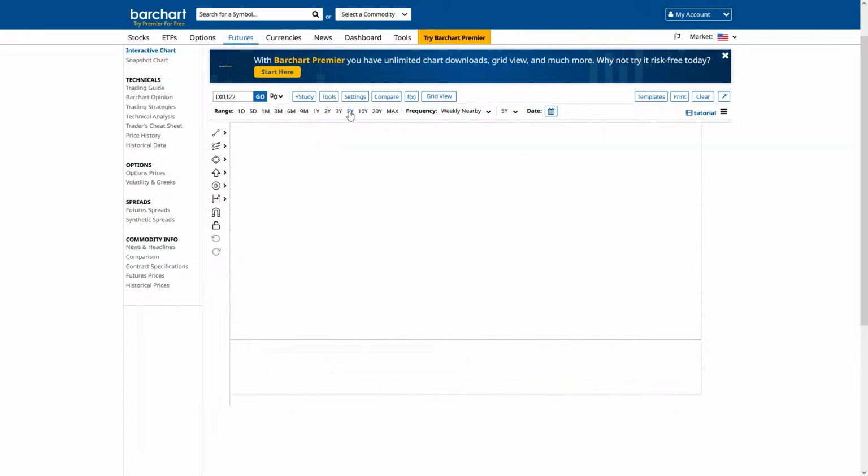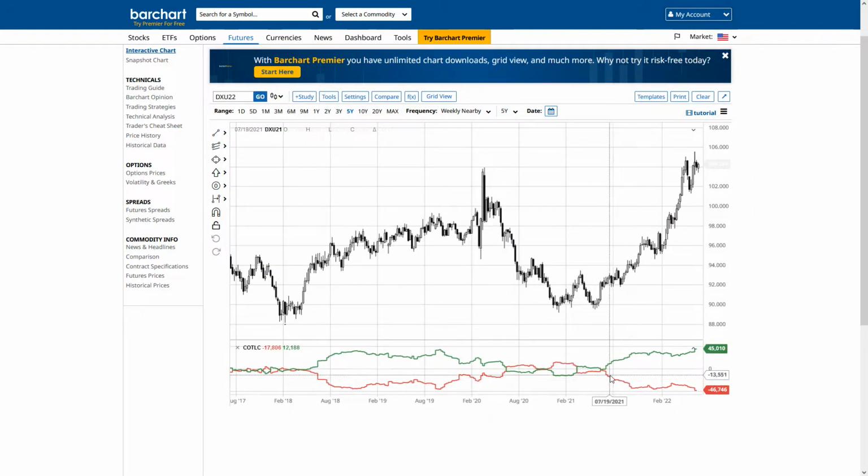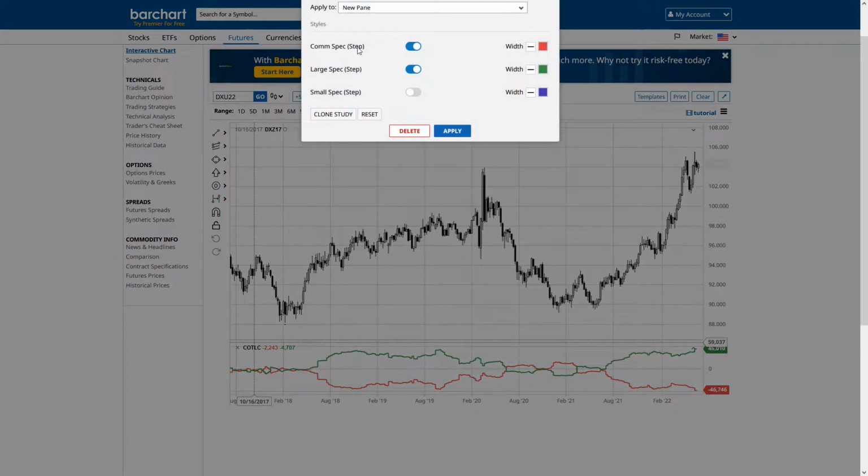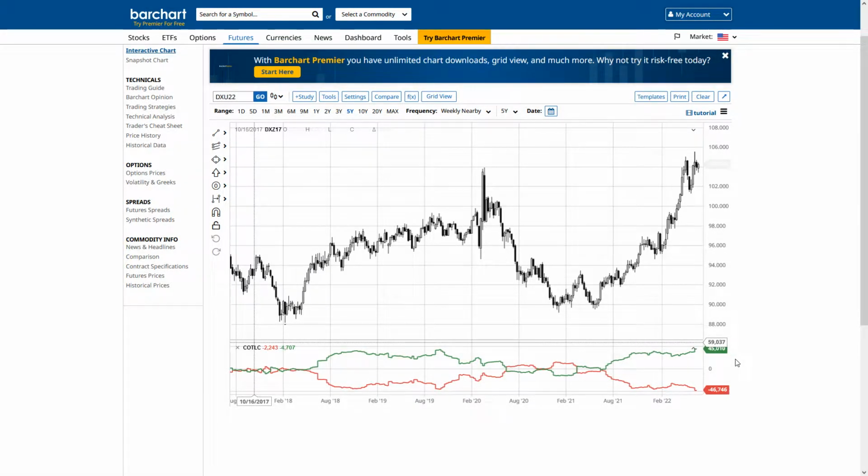All it shows is, if we zoom out a bit, the red line is the one we want to follow. The red line outlines the commercial speculators, so those are the big guys. When it's at an all-time low, or the lowest it's been within a few years, or the highest within a few years, when it's lower it means the commercials are net short, so they're putting in more shorting positions.